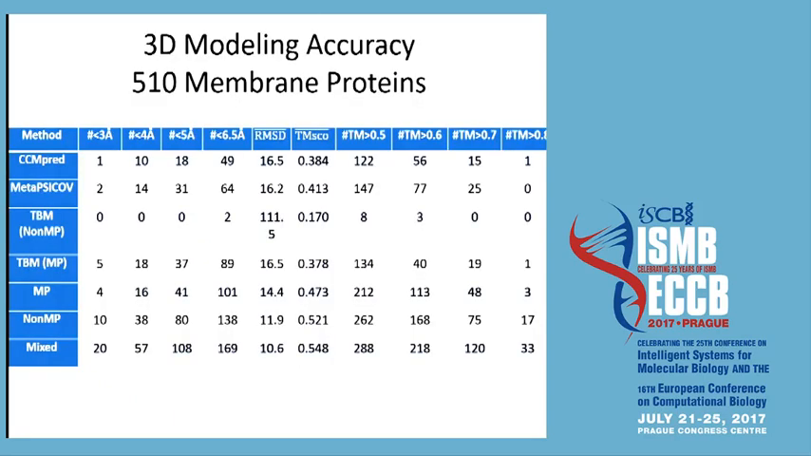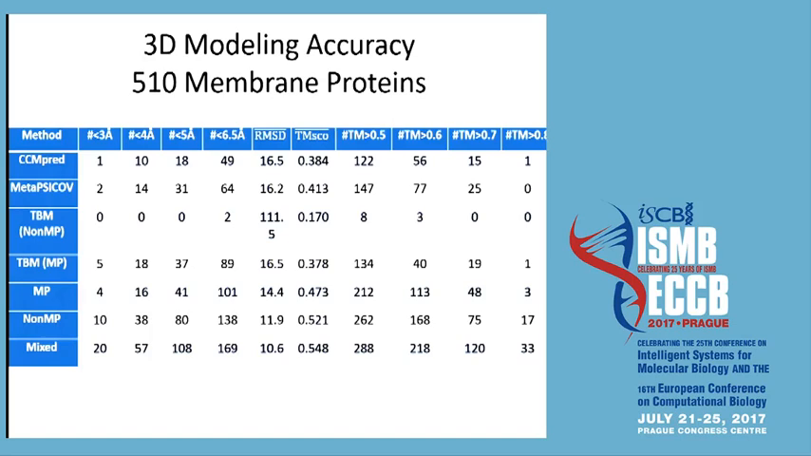And here I also have a table to summarize the 3D modeling accuracy on these 500 membrane proteins. Here again I also listed the performance of CCMpred and MetaCycle. And here I can also compare with homology modeling. Here, I use the non-membrane proteins as the template database to do homology modeling, and here I only use the membrane proteins as the template database to build the homology modeling. And these three are our contact-based modeling methods.